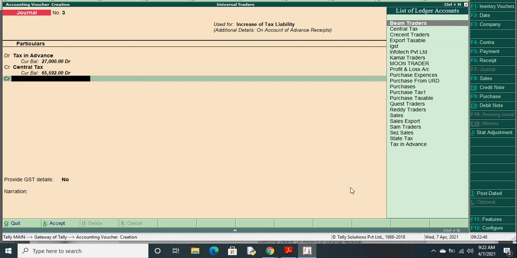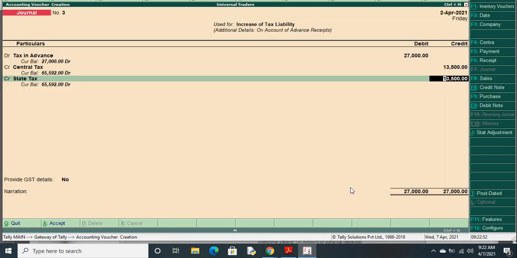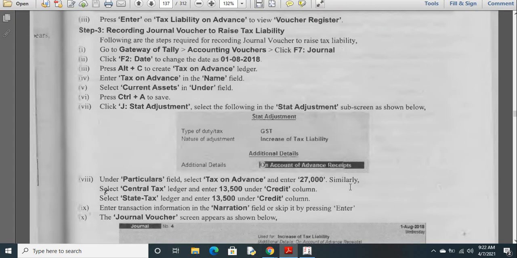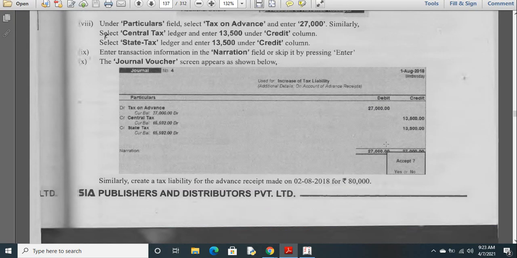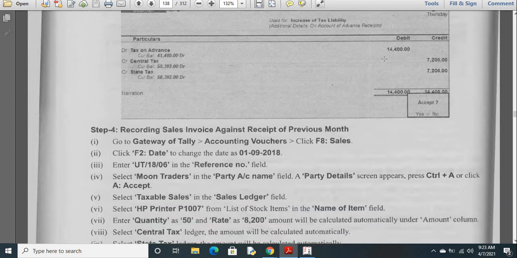State tax, 13,500. So these are the two amounts we have entered. This is tax on advance, central tax and state tax. This 27,000 is already included in that 1,50,000 advance which we have already paid. To deduct that tax amount, we are converting that amount to central tax and state tax. Okay, already we paid tax in advance, so that will be our current asset for us.